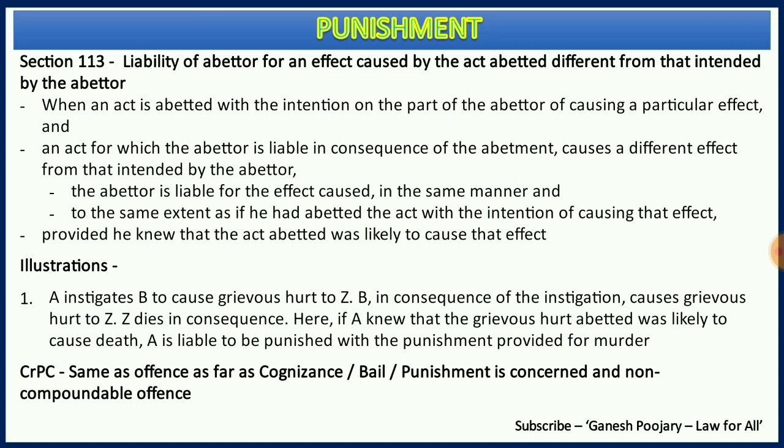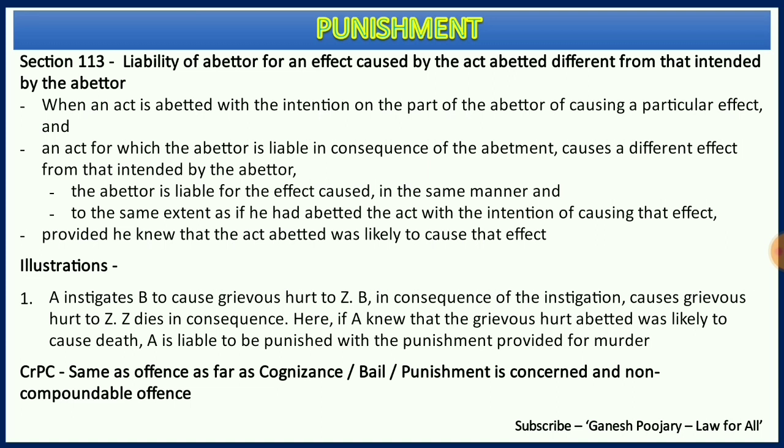Now, what was the purpose of A? To cause grievous hurt to Mr. Z. What was the purpose of B? To cause grievous hurt to Mr. Z. But as a consequence of the act that B has done, the grievous hurt caused the death. Now, whether A is responsible for this act or not is the question. The answer is, under section 113, A is liable for the punishment of murder because grievous hurt can cause murder also. It is a consequence, it is the continuation of the act, that is grievous hurt. So A is liable for murder here.